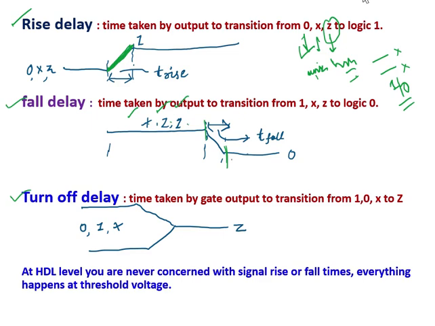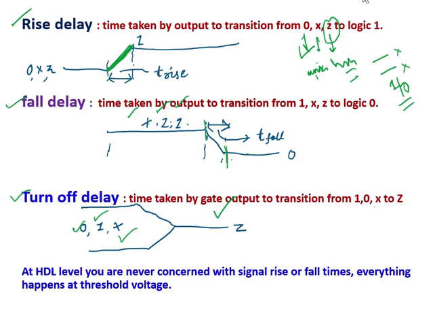And what is the turn off delay? It is the time taken by your gate output to transition from 1, 0, or X to Z. So if there is a transition from logic 0, logic high, or an unknown value to high impedance, this is called turn off delay.